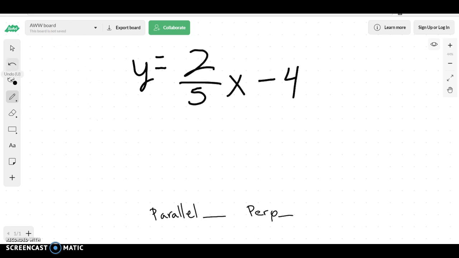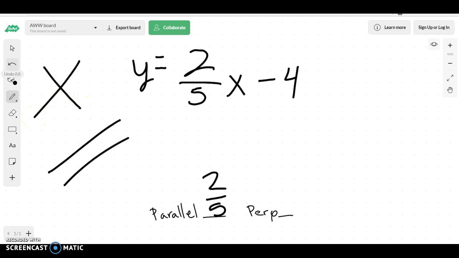The parallel slope for this one, if you're wondering what it is again, it's a parallel line, so it has to be the same. So that would be 2/5. Perpendicular again are crossing, or exact opposites, so I would flip the fraction and get 5 over 2, and I'd flip the sign, so since that's a positive, I would make that negative. And that would be the parallel and perpendicular slope.